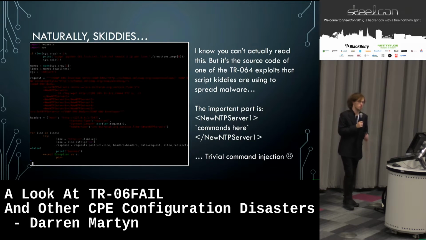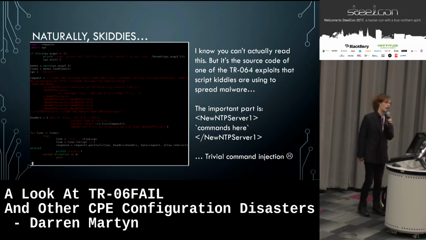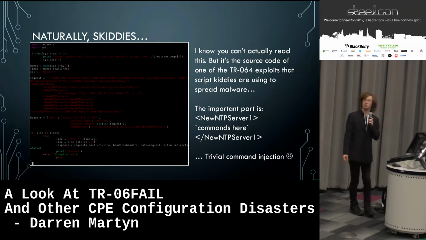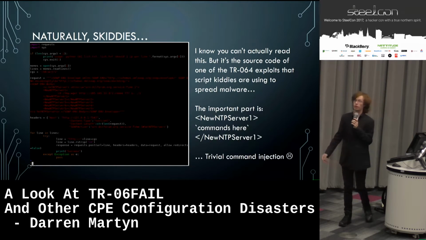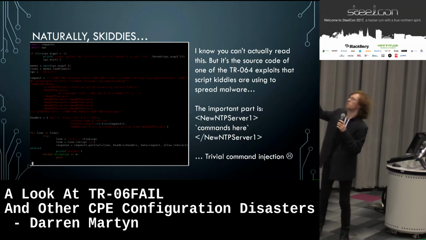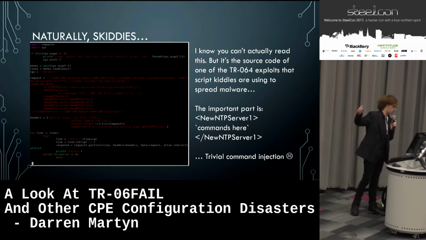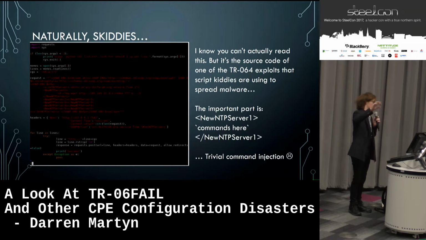It was scrubs who wanted to build a giant botnet to packet the shit out of things so they could win an Xbox Live and lag their friends out. So, this is the actual exploit code they used. I dug it up from a script kiddie forum. You can't really see it, but the important bit is it sends a set NTP servers command to the device.